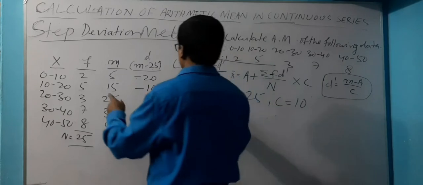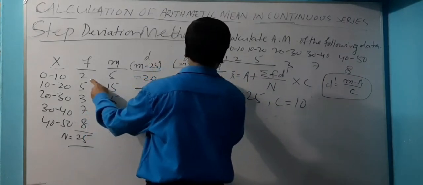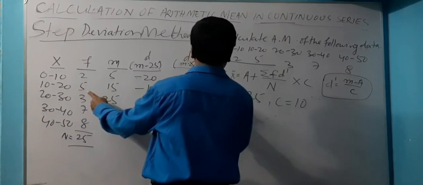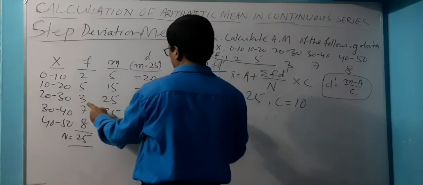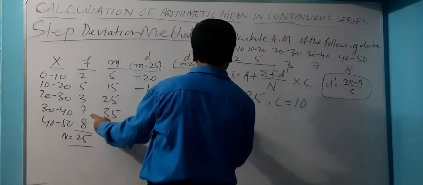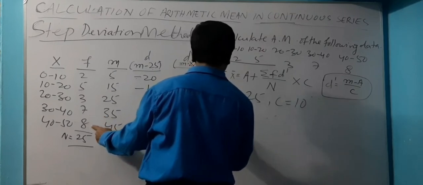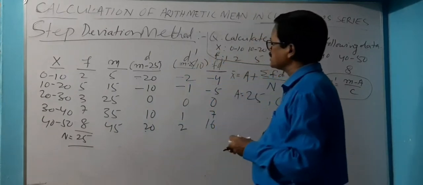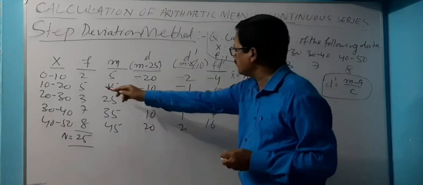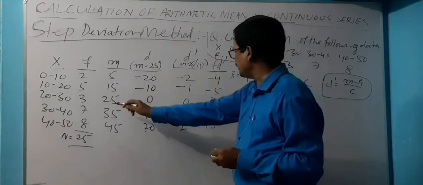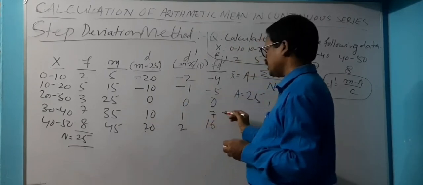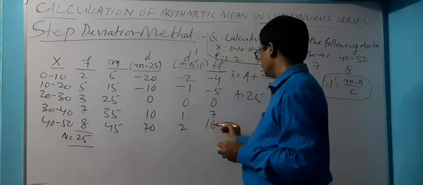Now what will it give? 2 into minus 2, that is minus 4. 5 into minus 1, that is minus 5. 3 into 0, that is 0. 7 into 1, that is 7. 8 into 2, that is 16. So I can calculate f d dash, f into d dash: 2 into minus 2, minus 4; 5 into minus 1, minus 5; 3 into 0, 0; 7 into 1, 7; 8 into 2, that is 16.